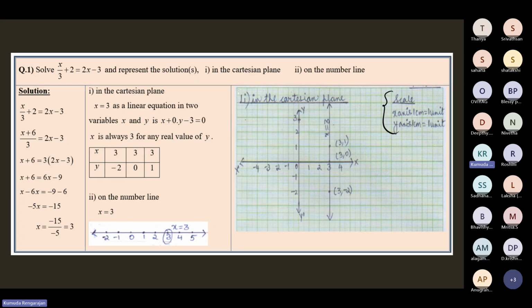I repeat: scale, x, x dash, y, y dash, representing the x and y axis. And you will be plotting 3 points. You must write the address of the points you have plotted. The 3 points you plot will be collinear. You will be able to connect them by the same straight line. They will be collinear.